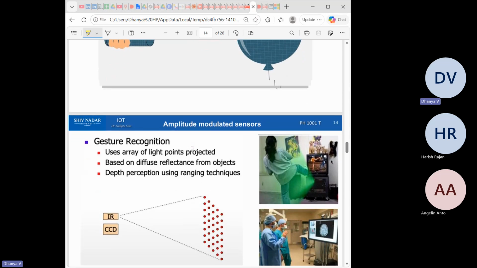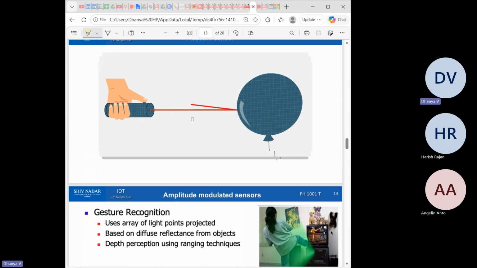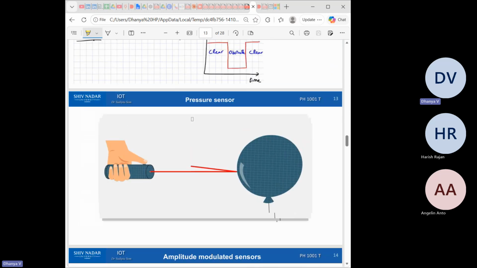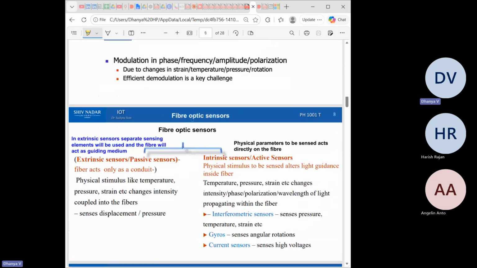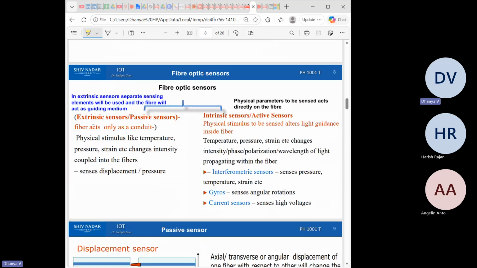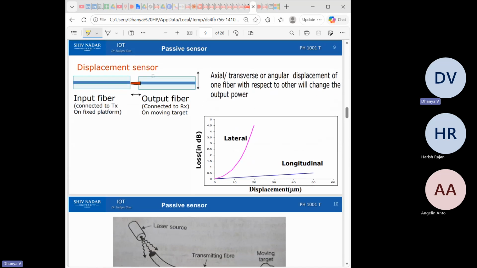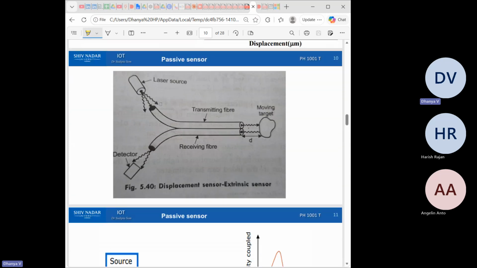Otherwise all of this is done. You have your pressure sensor also, which will sense the pressure. I think you only have to know the difference between extrinsic and intrinsic sensors, and what the displacement sensor is in detail. You can just write one or two points.